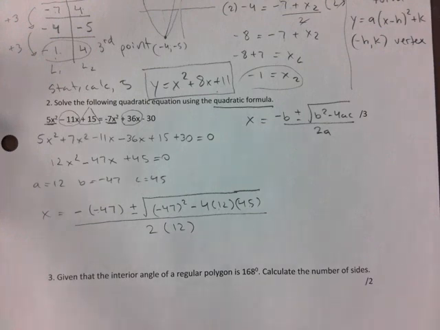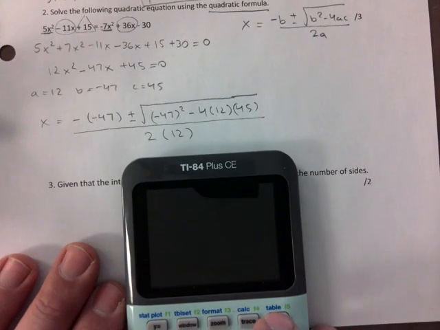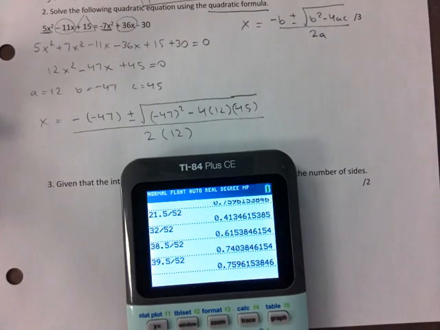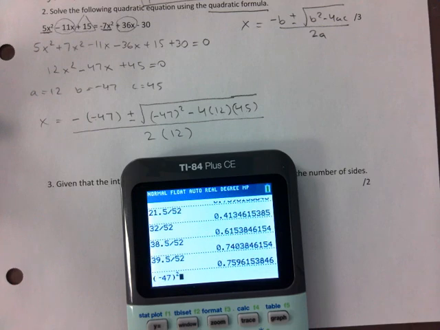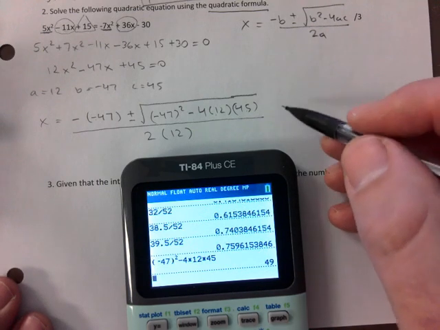And maybe I will take the time to actually type this in. Okay? So I will go negative 47 squared like that, minus 4 times 12 times 45, right? So you get 49 inside the square root.